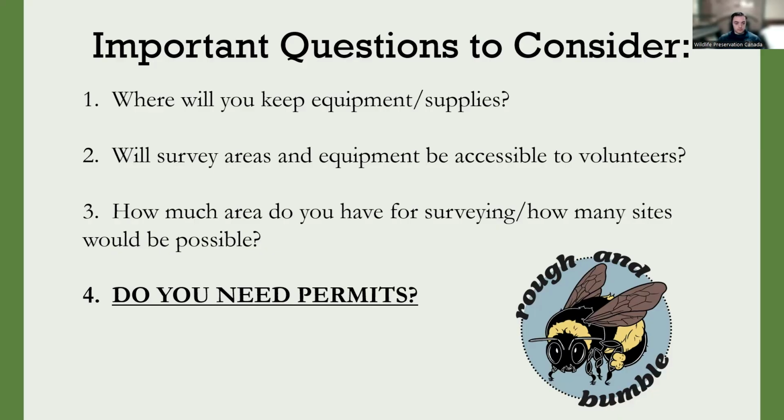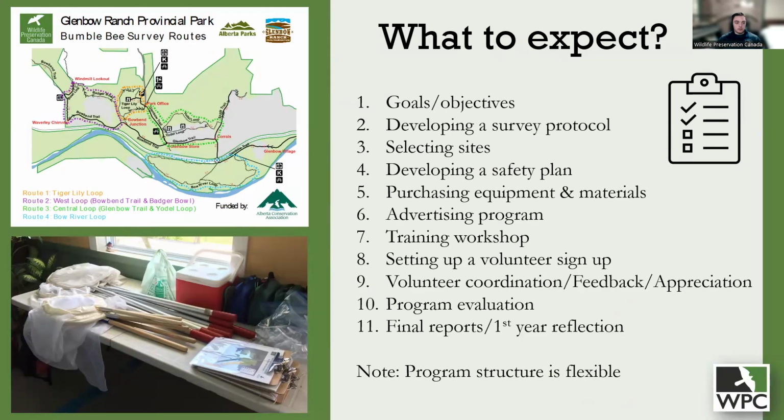So just some things to consider when we're thinking about a community science program. I'll start this next little part with what to expect out of it. We've gone over some of the goals and objectives, and those are going to determine how you develop your protocol and select your sites. We'll go into more detail on the actual survey protocols, the different variations of them and how we can tweak them. We can also go over nuances in the site selection methods.